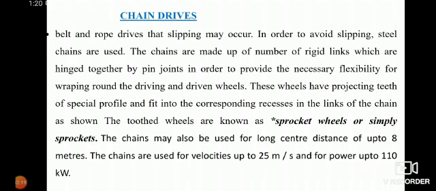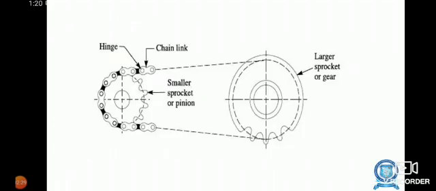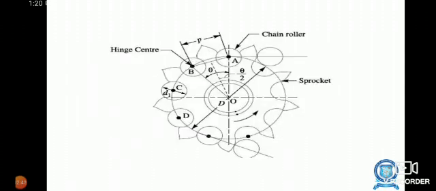The chain may also be used for long center distances up to 8 meters. The chains are used for velocities up to 20 meters per second and power up to 110 kilowatts. This is a chain drive, with hinged chain links. The smaller sprocket is known as the pinion. The larger sprocket is known as the gear. High center, chain, roller, sprocket.